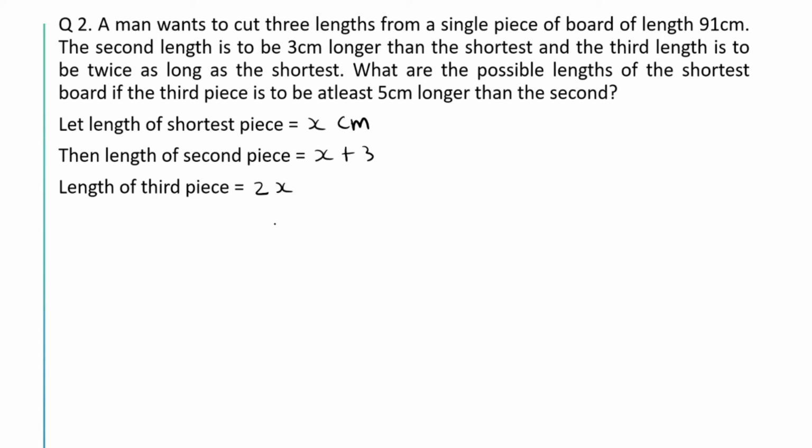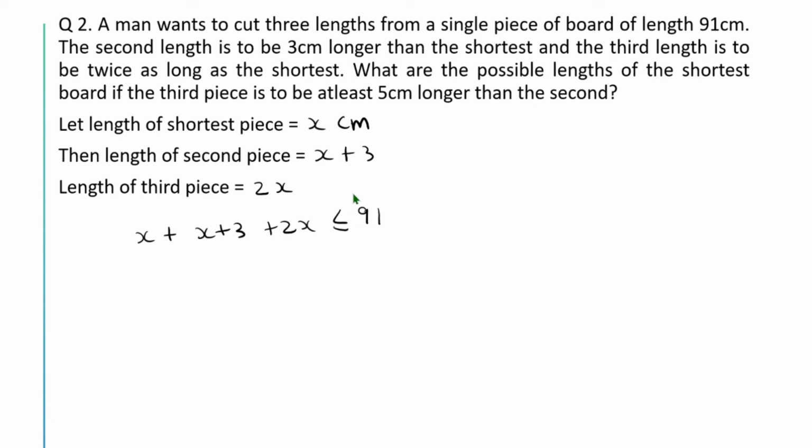So if a man wants to cut 3 lengths from a single piece of length 91 centimeters, the sum of the lengths of these pieces cannot exceed 91 centimeters. So we have x plus 3 plus 2x less than or equal to 91.